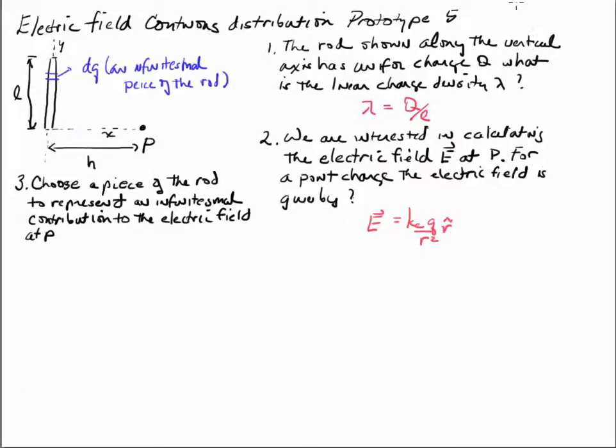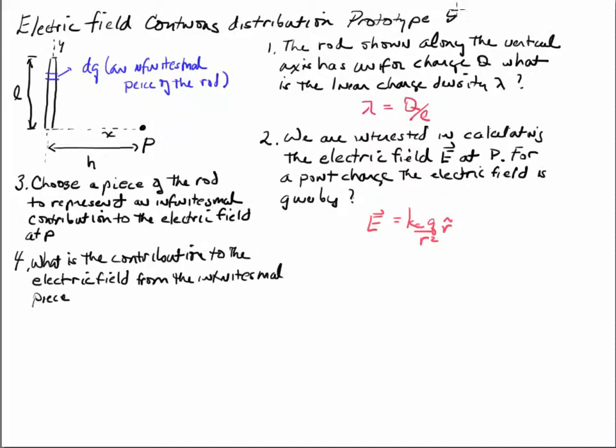As you can see, I've chosen my element and I've decided to put it up here in blue, and I'm going to label it dQ. And that is an infinitesimal piece of the rod that we can treat for the time being just as a point charge. Now, what is the contribution to the electric field from that little bit of charge? What is the electric field due to that piece at point P?